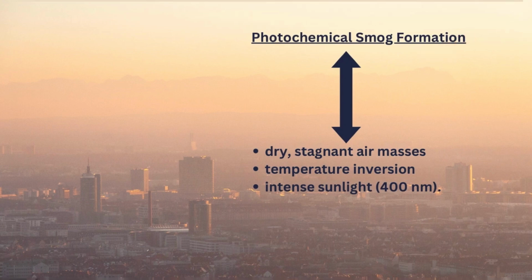There should be a dry environment or atmosphere. The air mass should be stagnant. There should be no wind movement on a massive scale. There should be a condition of temperature inversion, and there should be the presence of intense sunlight containing a wavelength of 400 nanometers, which comes in the UV region.